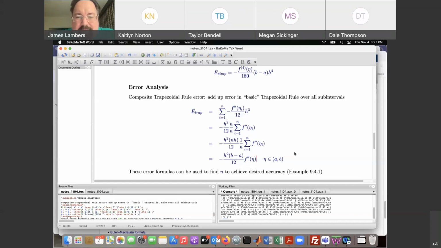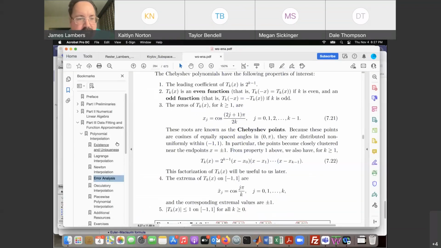Now, one of the interesting aspects of these composite trapezoidal rule formulas is that from the error formula, it may be possible to figure out how many subintervals you should use to get a certain level of accuracy. And so I have an example in the text about that. So I'll go ahead and show you that.